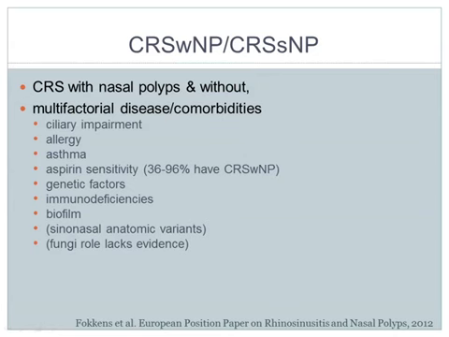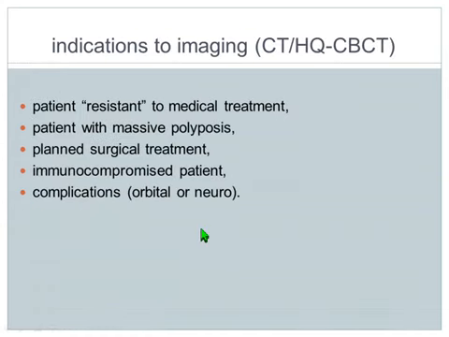Chronic rhinosinusitis, with or without nasal polyposis, is a multifactorial condition where several different factors account for the development of this type of condition. It is very important to know them. On the bottom line, there is also something that can be demonstrated only by imaging. It is the patient-specific anatomy of the sinonasal cavity. And this anatomy of the sinonasal cavity can be demonstrated by CT or by high-resolution cone-beam CT.